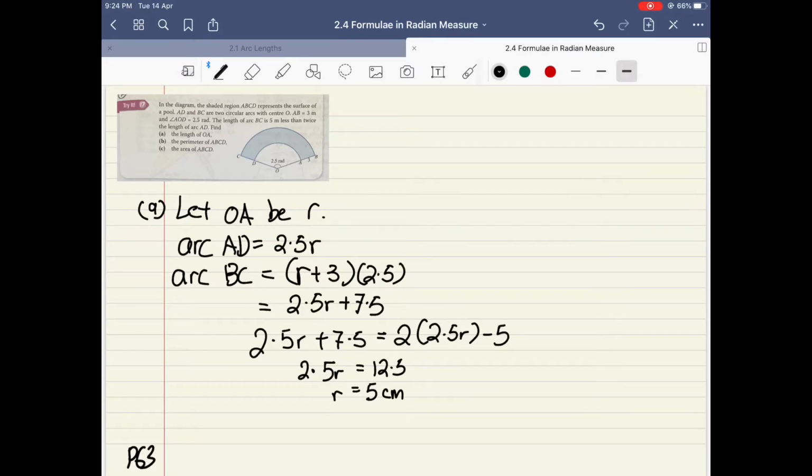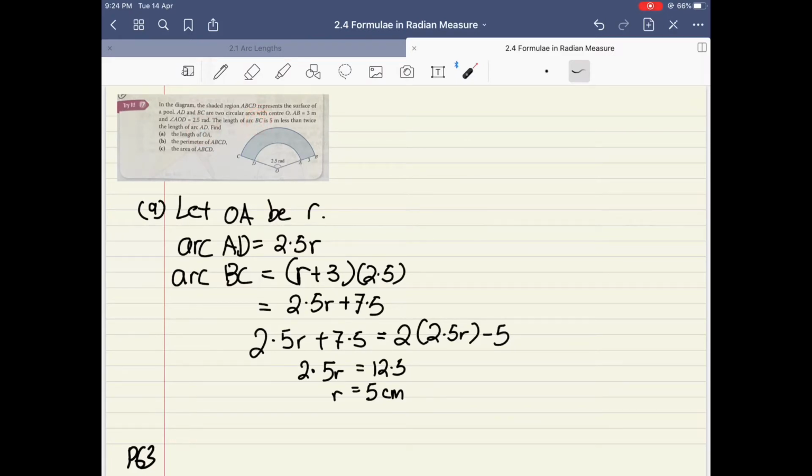Now we are on Trig 17, found on page 63 of your textbook. What we're trying to do here is to find the length of OA. So OA can be found here. First I let OA be equal to r cm. Now they also give me this piece of information where they say that the length of the arc BC is 5 meters less than twice the length of arc AD.